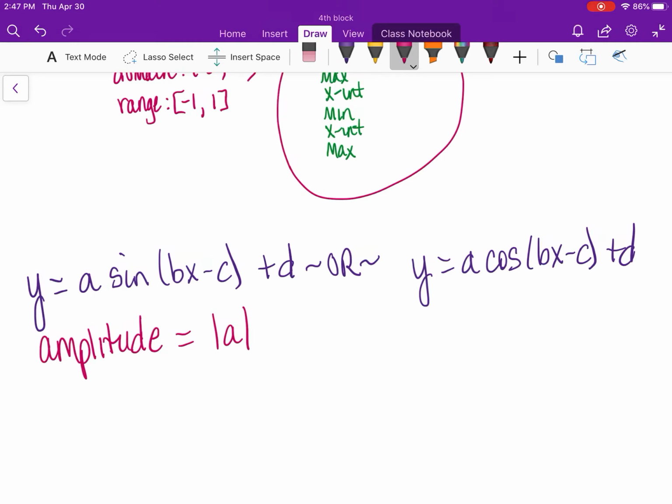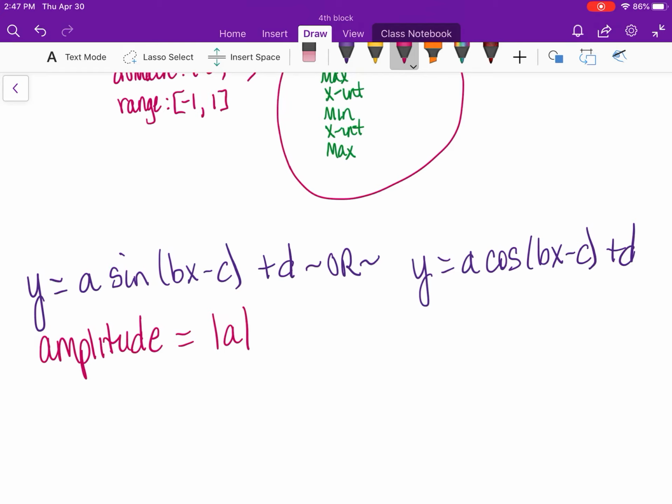Now, why do I have absolute value? Okay, that's because you're talking about a distance or a length, so we just need the absolute value for that. We don't say something is a negative distance or that kind of thing. However, if you had a negative value for a, would that affect your graph?